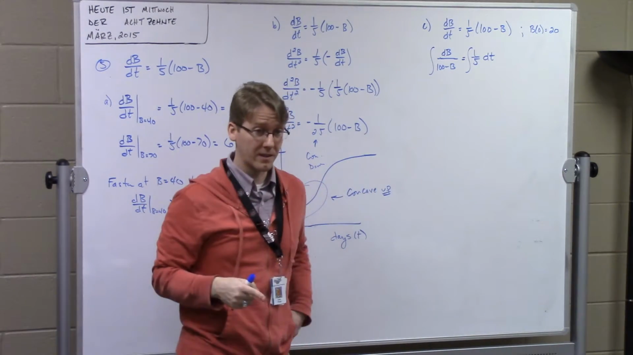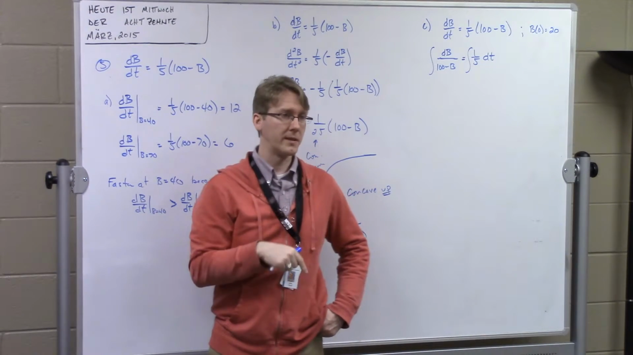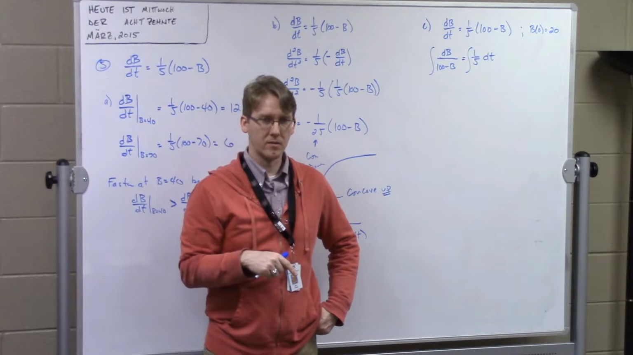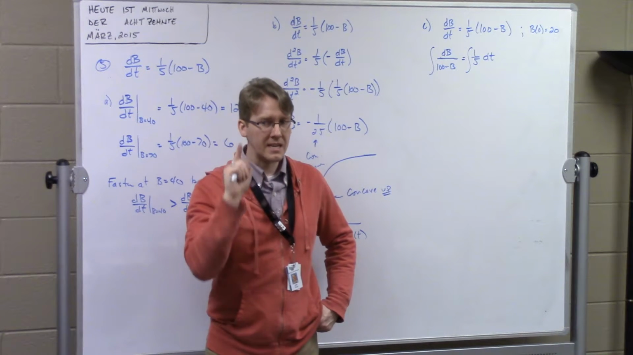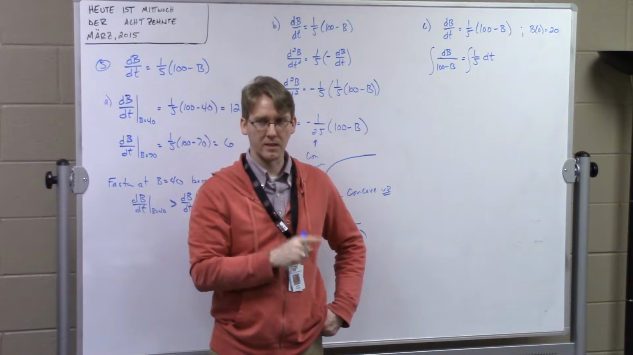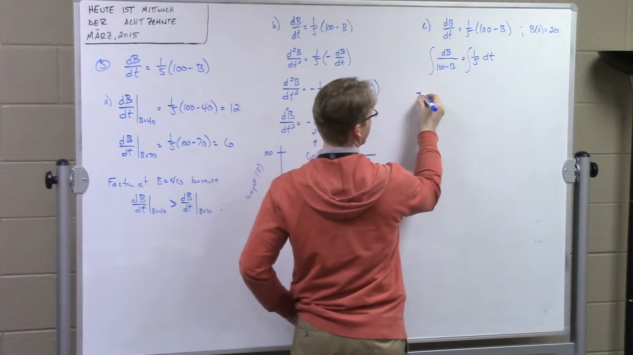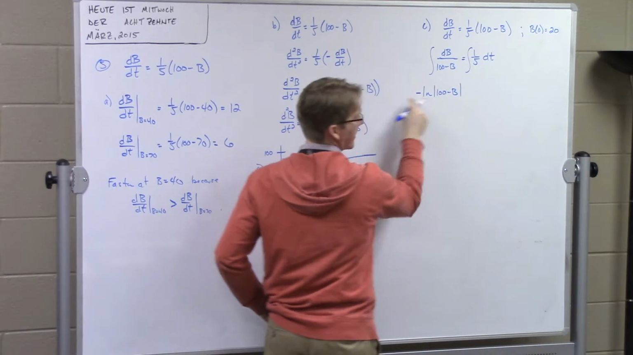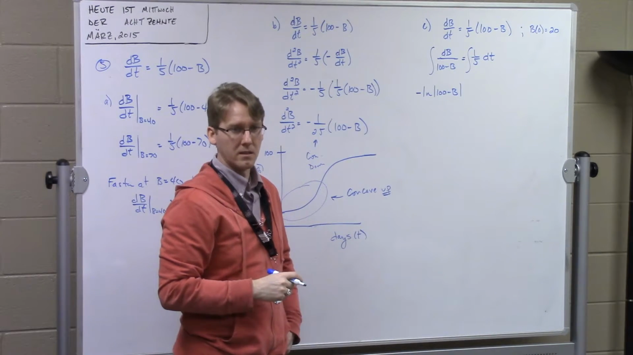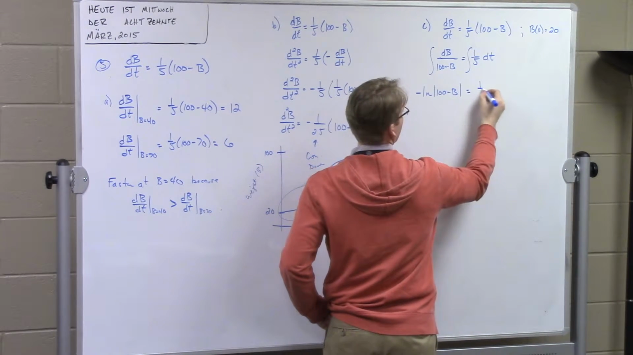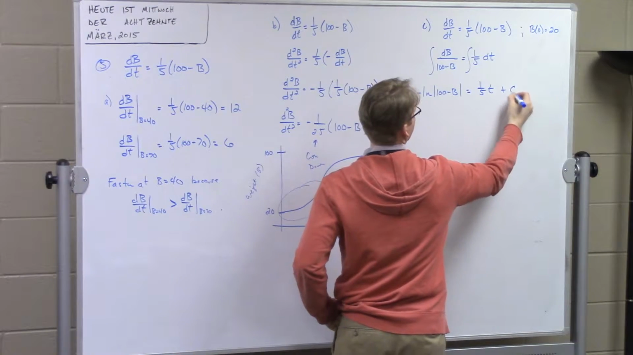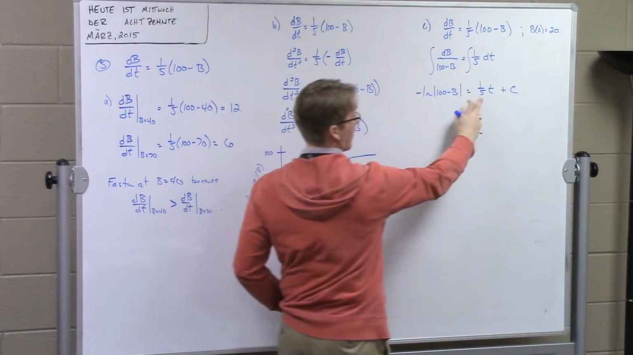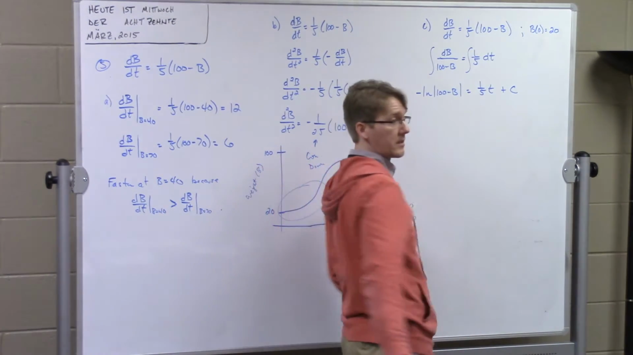It is a natural log. Here's the thing though, what would u be? It's the entire thing, 100 minus B. So what's du? Negative 1 dB dt, which a lot of people forgot the negative. So this is going to be the negative natural log of 100 minus B, because of that you get an extra minus sign. Equals 1/5 T plus C. That's worth 1 more point. If you got both of these right, that's worth 1, and then the plus C is a point.